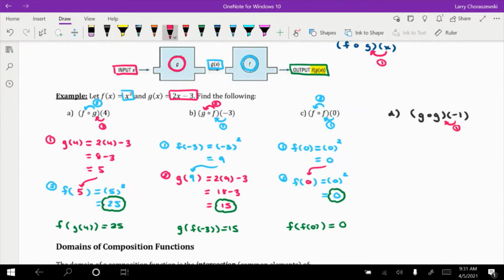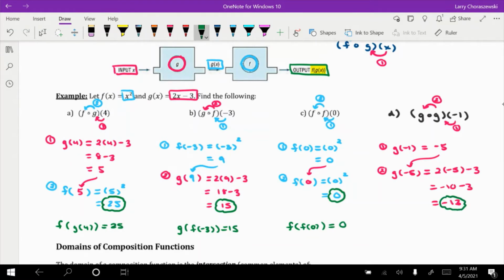All right, so we'll plug -1 into the function g of x. What did we get for g of -1? -5. Yep. And that's going to get plugged back into g of x. Okay, so we'll use 2x minus 3 again, this time with -5. We're looking at -10 minus 3, which is -13. All right, so g of -1 is equal to -13.